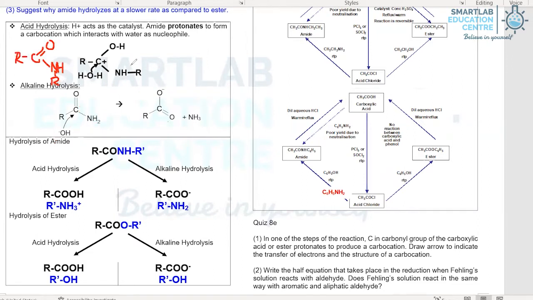So similarly, in the same vein, if you're looking at the acid hydrolysis of your amide, and specifically in this case a secondary amide, you will find that the H+ will still act as a catalyst, and there will be a transfer of electron for you to produce this C+. So water molecule remains to be the nucleophile. In an alkaline hydrolysis, for this example, which is a primary amide, you will find that the OH- will be the nucleophile instead of your water molecules.